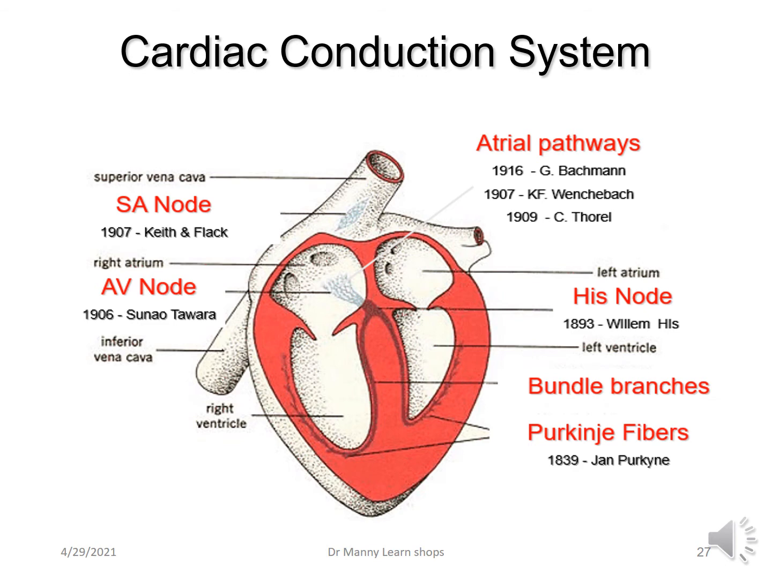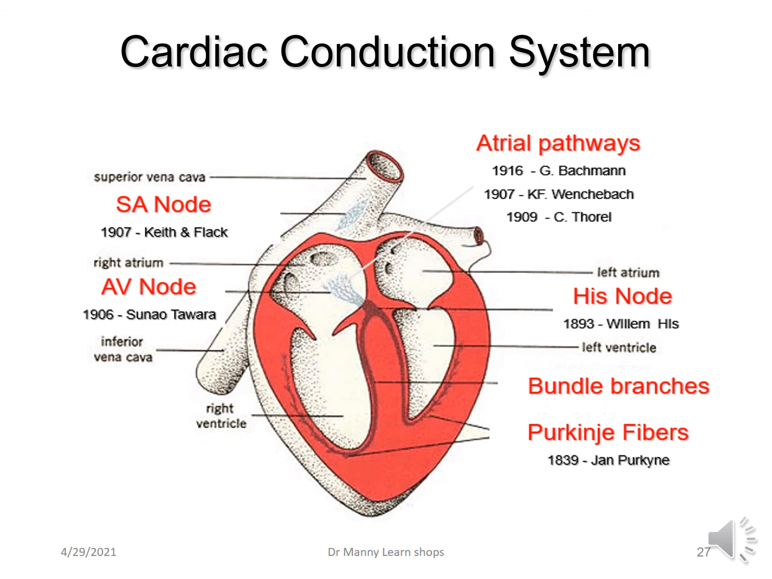The SA node is also known as the node of Keith and Flack, which was discovered in 1907. The intra-atrial pathways were discovered in the early 1900s by Bachmann, Wenckebach and Thorell. The AV node was discovered by a Japanese physiologist, Sunao Tawara, in 1906. The His node was discovered by Wilhelm His in the late 1800s. The Purkinje fibres are named after Jan Purkinje, in the mid-1800s.